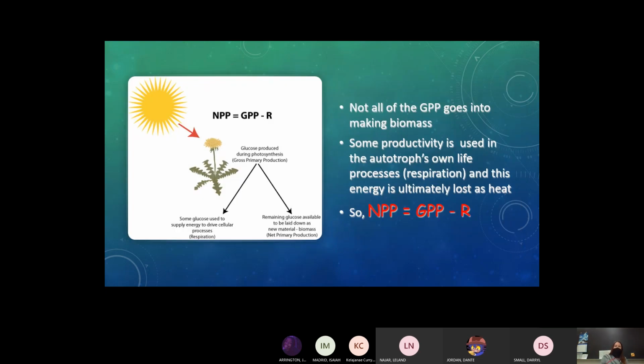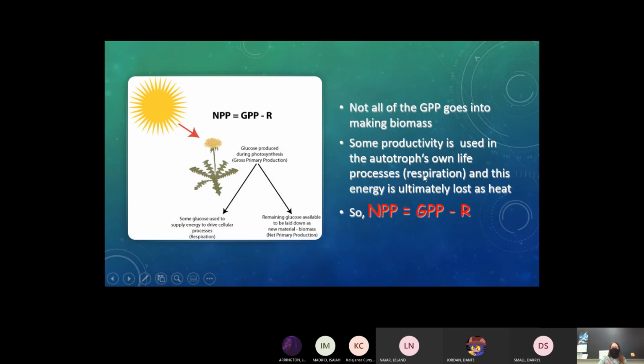All right, this is where I said a little bit of math comes in. So you have your pretty little sun up here in the corner. There's my mouse. The sun helps a plant like this dandelion go through photosynthesis, and it creates this whole gross amount of glucose and biomass, but some of that gets taken away for cellular respiration, which is what that R stands for. And then that will give you the actual amount that's usable.